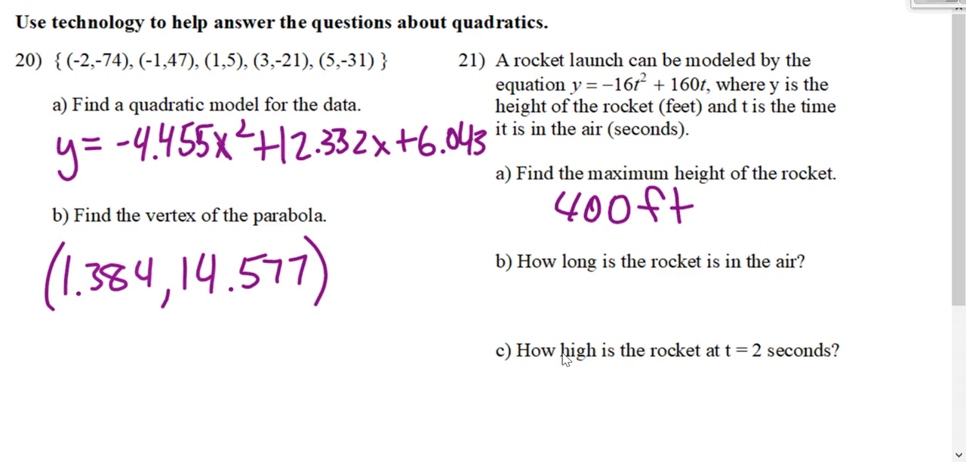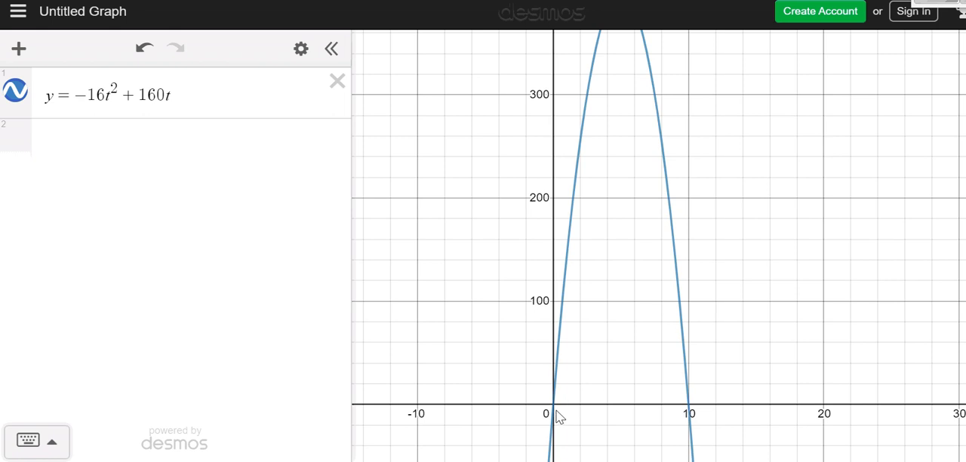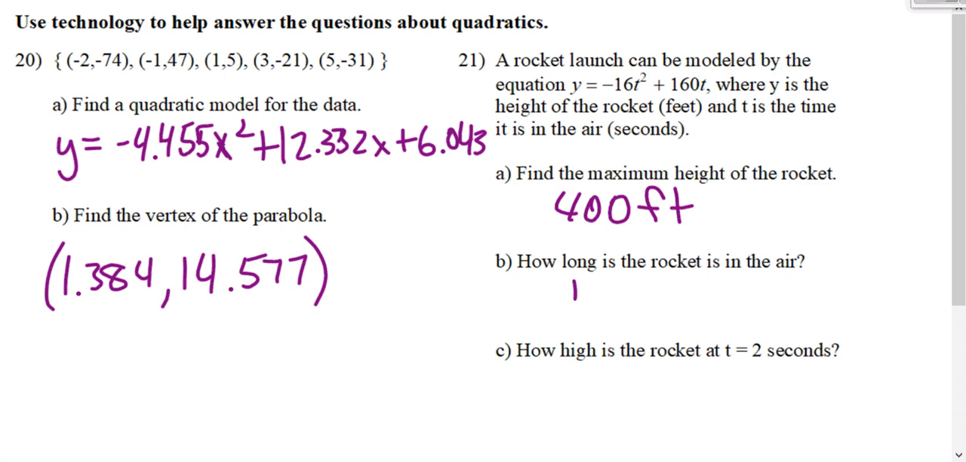How long is the rocket in the air? So if you look at this, here's where it's fired, right here at time 0. And then it flies up, comes down, and it hits at 10 seconds. So how long is this thing in the air? Looks like it's in the air for 10 seconds.